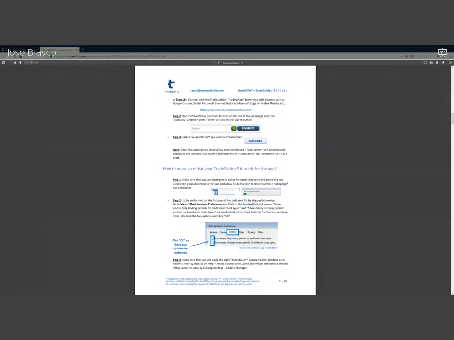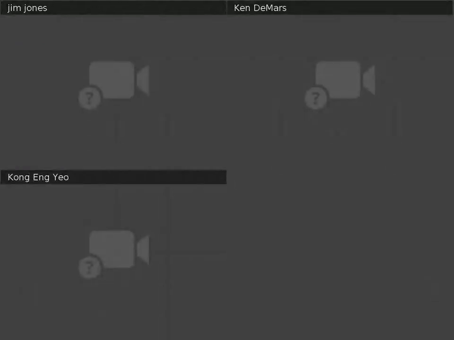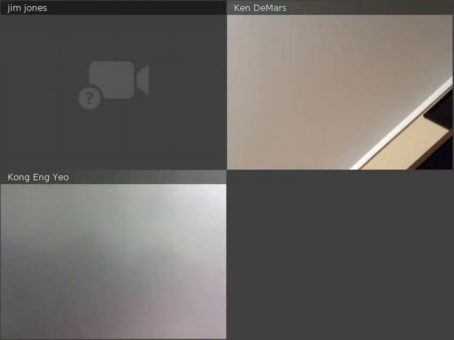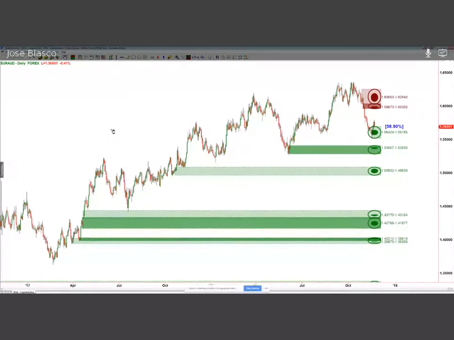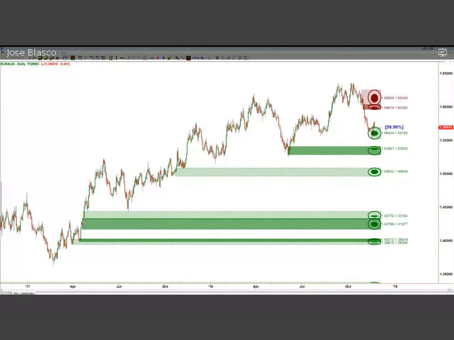Take a look. If I go to View, Chart Analysis Preference, oh, wait a minute, I need to share the right window. So let me go back to TradeStation. Everybody, could you please confirm that you are back to seeing TradeStation on your screen? Everybody could please confirm that you see TradeStation? Wonderful. Thank you, guys.